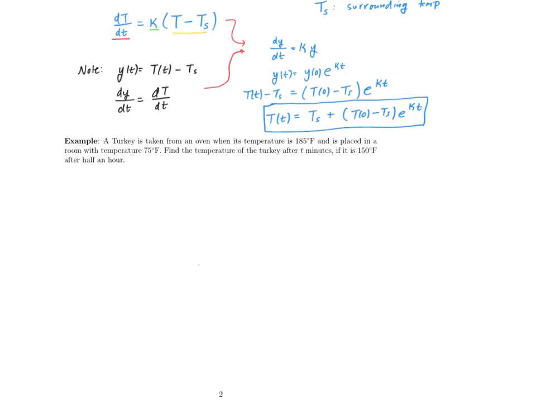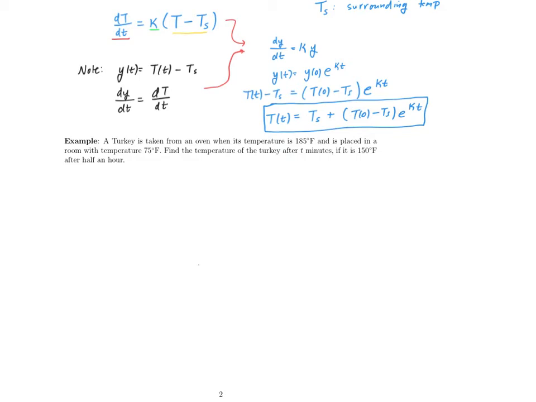Let's look at a kind of standard example now. A turkey is taken from an oven when its temperature is 185 degrees. So it's going to be some initial data, and placed in a room whose temperature is 75 degrees. So intuitively, the temperature of that turkey is going to be slowly decreasing and somehow approaching that ambient temperature. What we would like to do is find a formula representing the temperature of the turkey after t minutes if it has cooled to 150 degrees after half an hour.